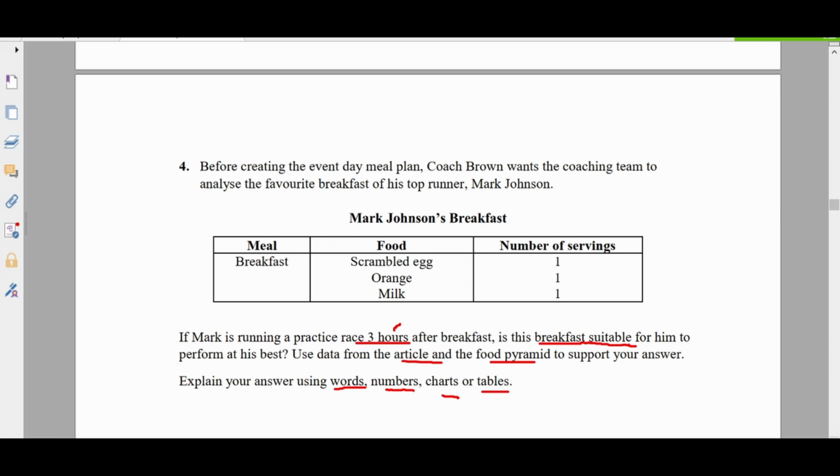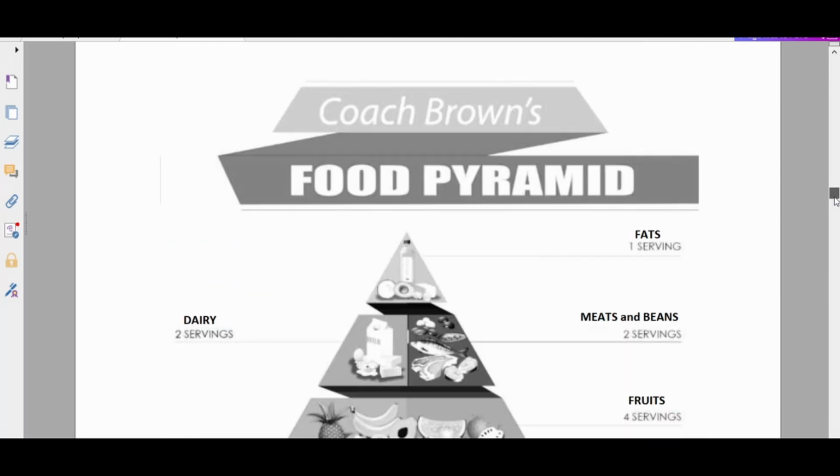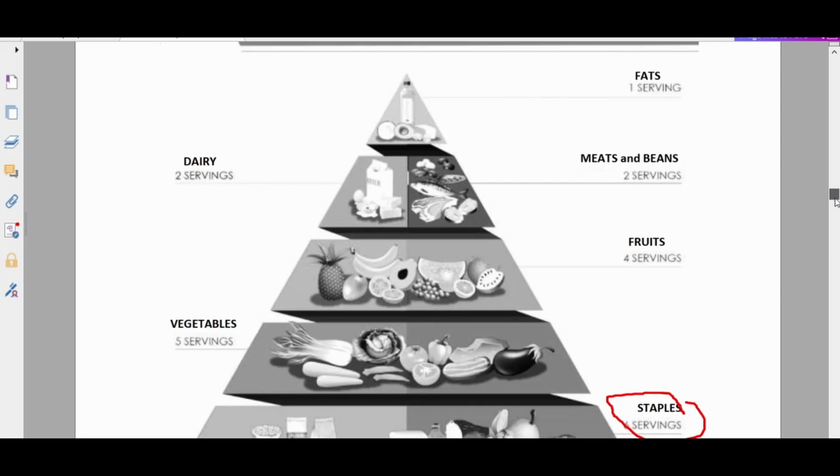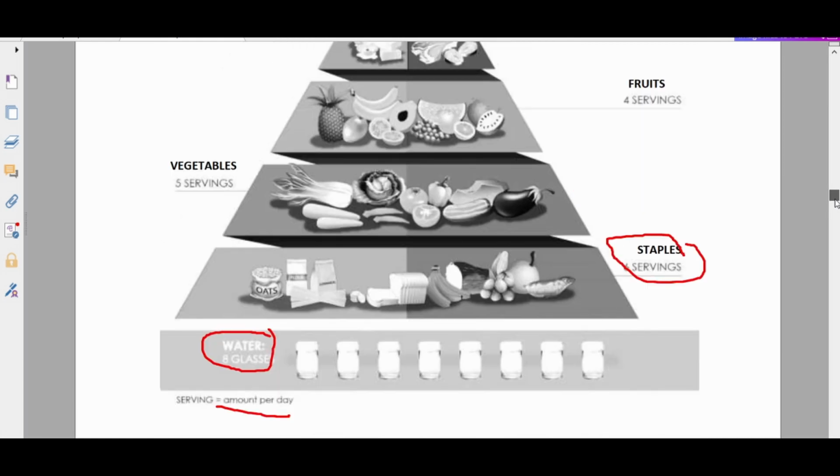Let's see what else. Use the data, food pyramid. So based on the article, we know that he needs some carbohydrate, right? And you could show that the number of servings is 1. So for the dairy, yes, the dairy would be okay in that he would have gotten, at breakfast, 1 of his servings for dairy. But in terms of his carbs, he needs 6 servings and he's only getting 1 there, right? So that's clearly an issue.